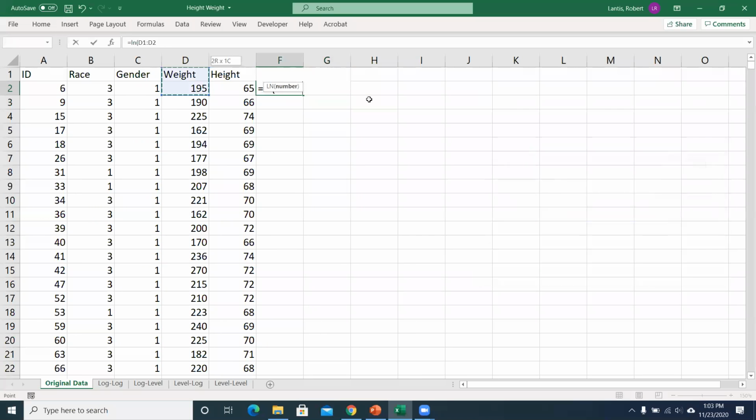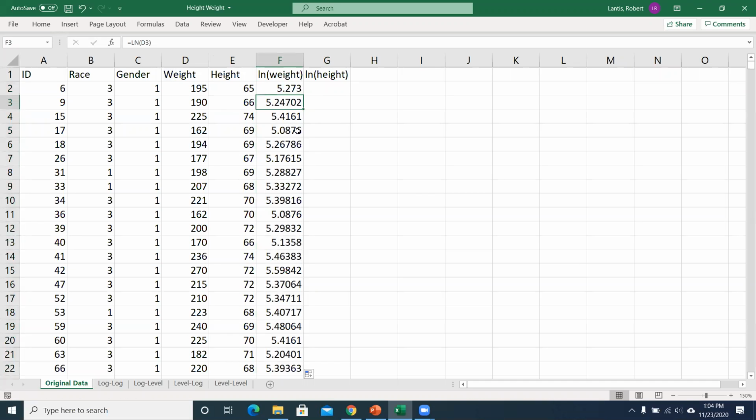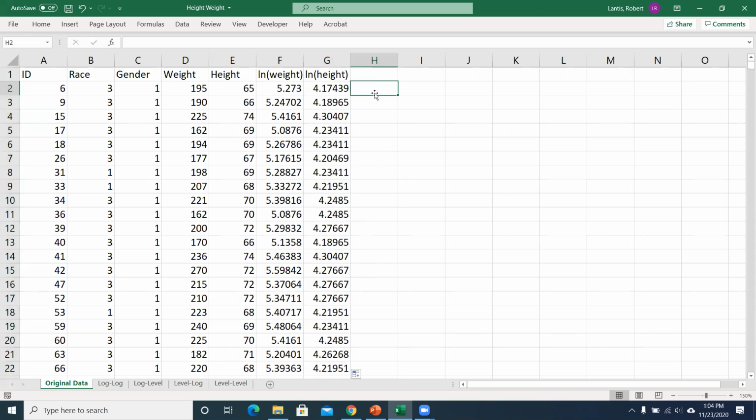Hold on, let me move this out of the way. Take the natural log. So I'll take the natural log of weight, hit enter. I can then copy that down for every single cell by double left clicking once I get this little black plus sign. And then it takes the natural log of every observation I have for weight. Here it's nice because height and weight are right next to each other, so I could just do the natural log of height, double left click once I get this black plus sign. Now I have these log versions of the variable.